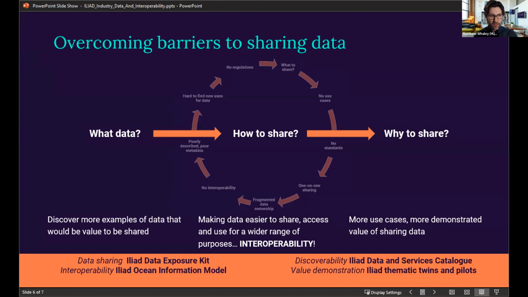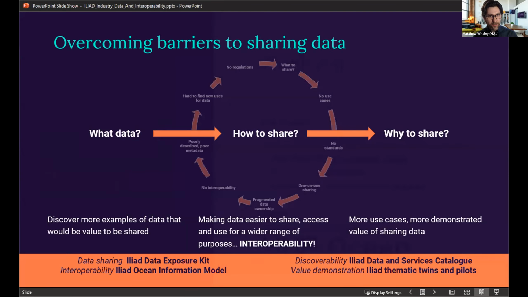I'm just going to end by mentioning some of the things going on in the Iliad project that are very relevant to this. There's lots of things that can contribute to all of these elements. There's work to get better data exposure from industry, so it's easier for them to do that. Better interoperability with the Ocean Information Model, better discoverability through the data and services catalog, and better demonstration of these values. So Iliad has the potential to do a lot of great things in this domain, and it's a very exciting time. That's my 10-minute message for today.